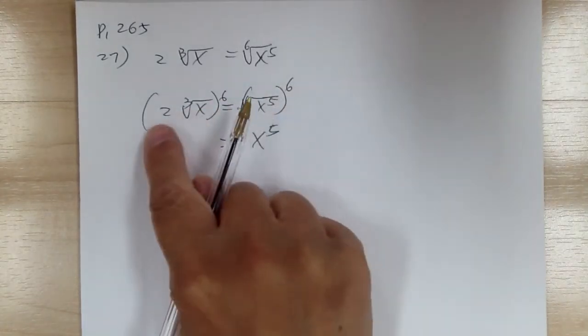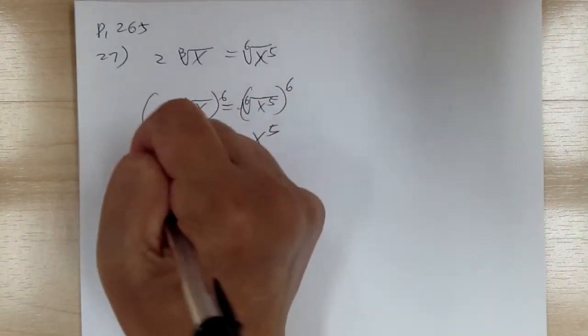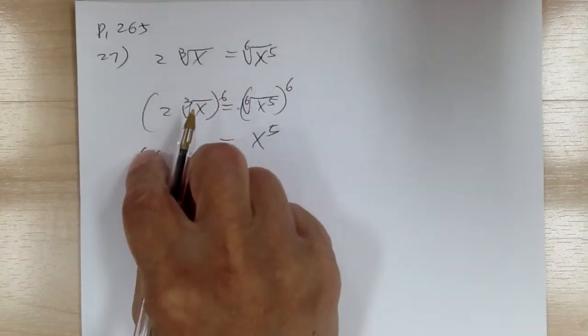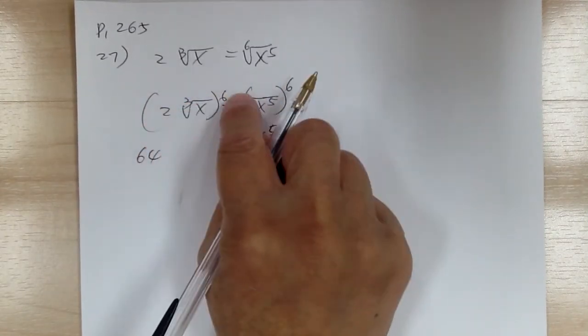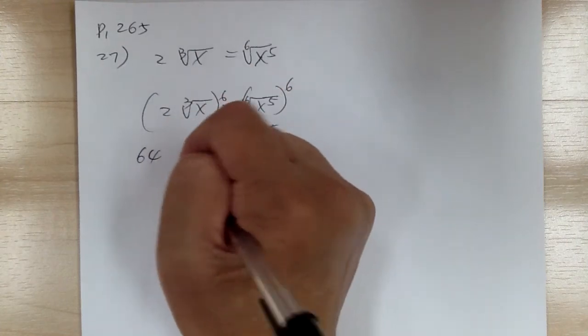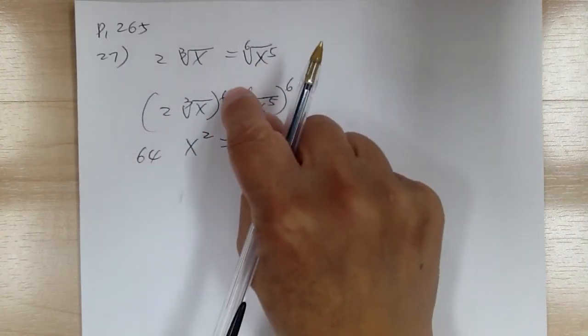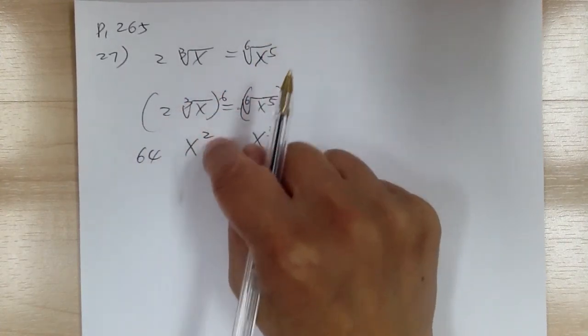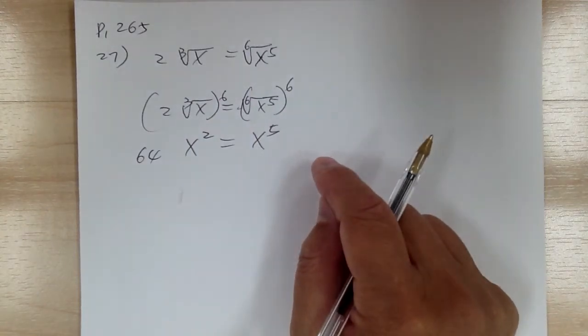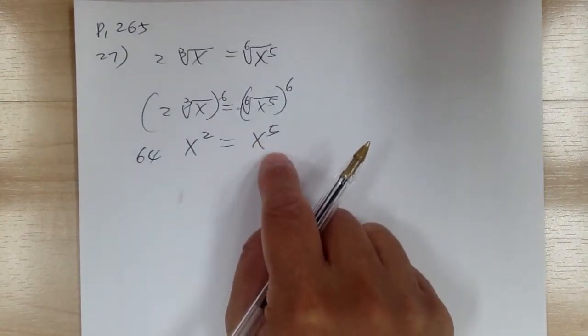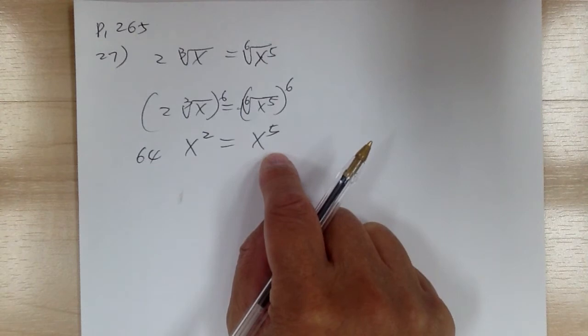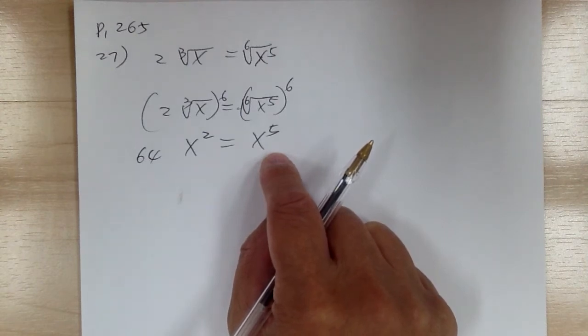Now this side, when you raise to the 6th power, you're going to get 64 to the 6th power is 64 squared. Now when this one, when you raise to this, you're going to end up with the x squared, right? Because 6 divided by 3 is 2, so you're going to end with the x squared. And now you don't just divide by x squared, because when you do that, you're assuming that x is not equal to 0. Okay, so don't do that. When you divide by variable, you're going to lose answers.